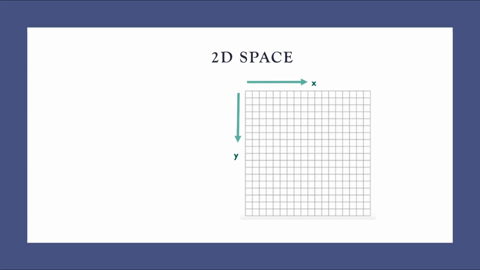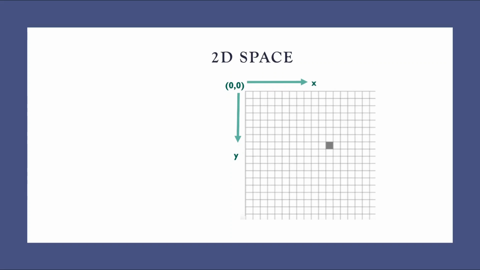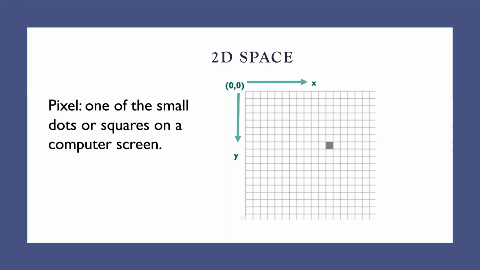Always remember the top left point is represented as 0, 0. Unlike your mathematics graphical representation, in the computer screen representation, the top left corner will be represented with 0, 0. The highlighted point is called a pixel. So pixel is nothing but one of the small dots or squares on the computer screen.